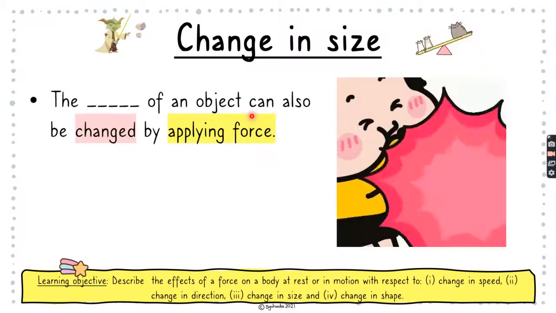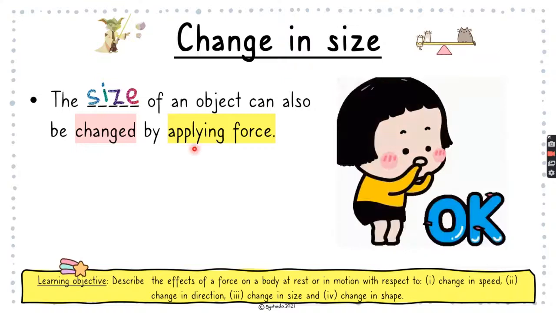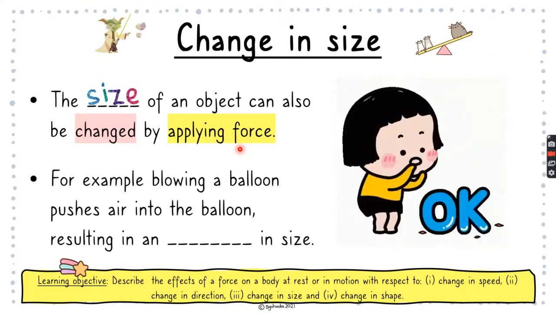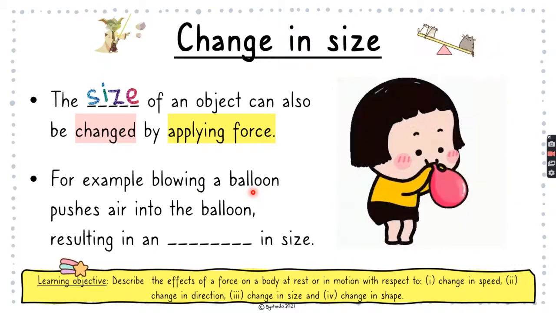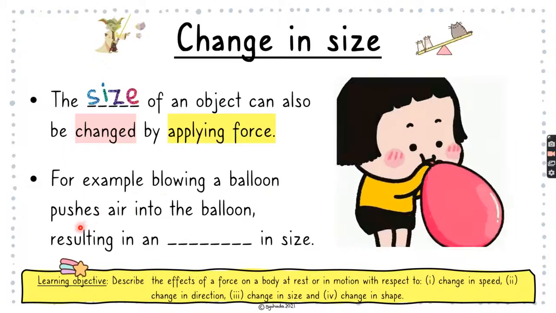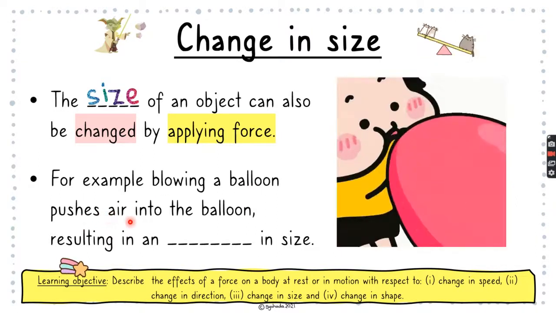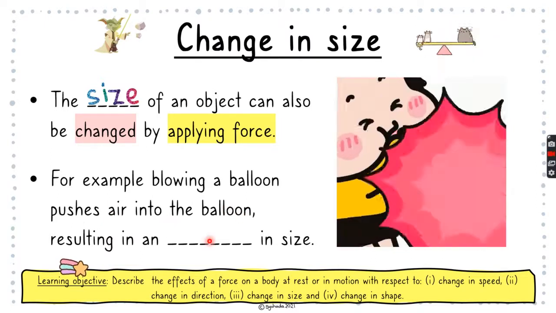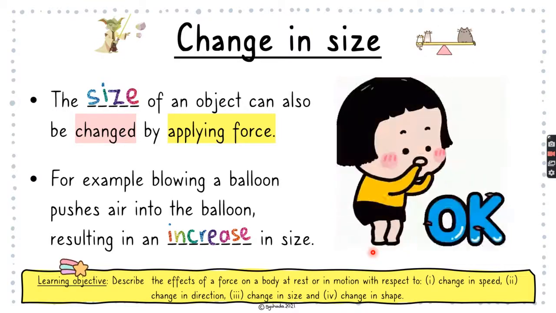Thirdly, changing in size. So the size of an object can also be changed if you apply the force. And an example here is very simple. When you blow a balloon, so you know that usually balloons come in very small packaging. But when you blow a balloon, you're pushing, which is forcing air into the balloon. And this results in the increase in the size of the balloon.